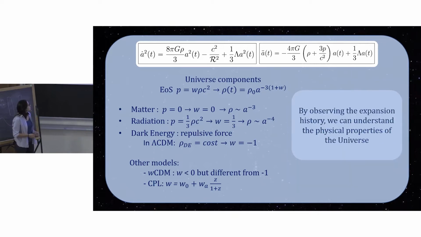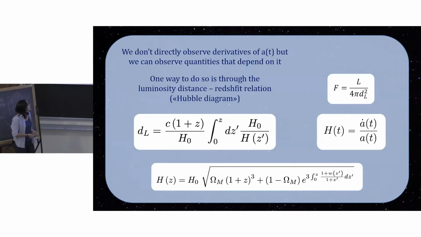Yeah. So you see, after all of this, that the way in which the universe is expanding depends on the properties of the components of the universe. So by observing this expansion history, we can derive information about the physics, which is what we want to do. Here, we do not directly observe the derivatives of the scale factor, but we can observe things that depend on it. There are many ways to do so. The thing that we did was to use the luminosity distance redshift relation.